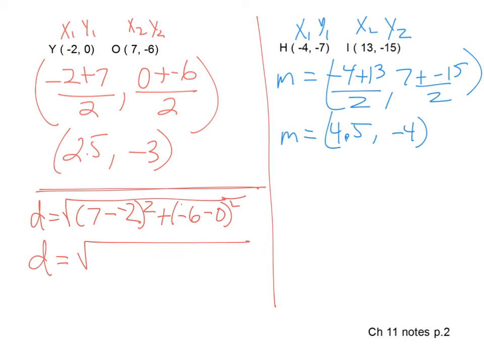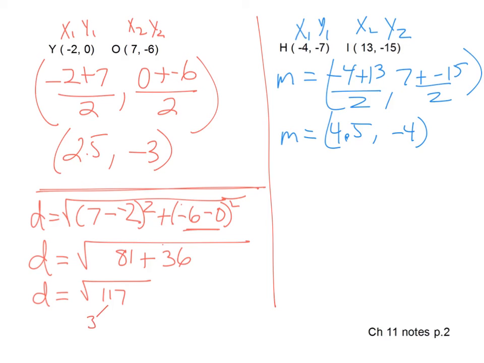Square root. Now 7 minus negative 2, that's 9. 9 squared is 81. Plus. Then that's just negative 6 in this parentheses. Negative 6 squared is 36. Now, 81 plus 36 is 117. So the distance is the square root of 117.